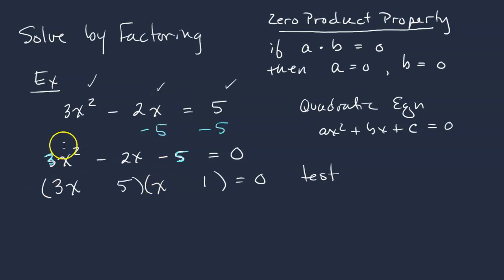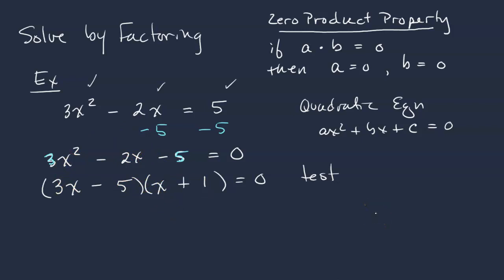3x times x gives us 3x squared, 3x, and 5x. If we have one of them negative and one positive, we'll get 2, and we'll get a negative 5 when we multiply them. So we want the larger one to be negative so that the result of our summation is negative. So we'll make the 5x negative.